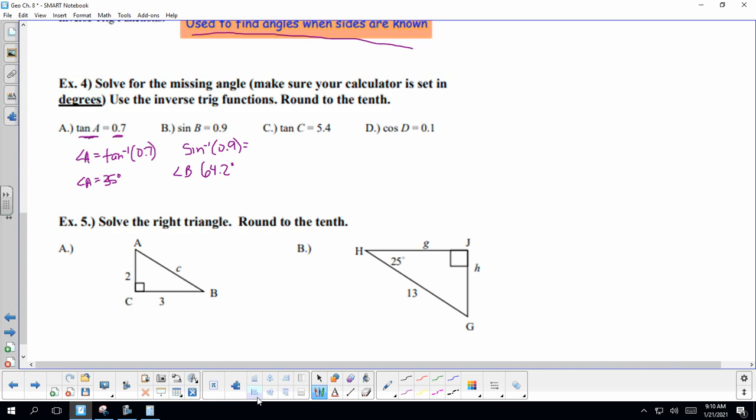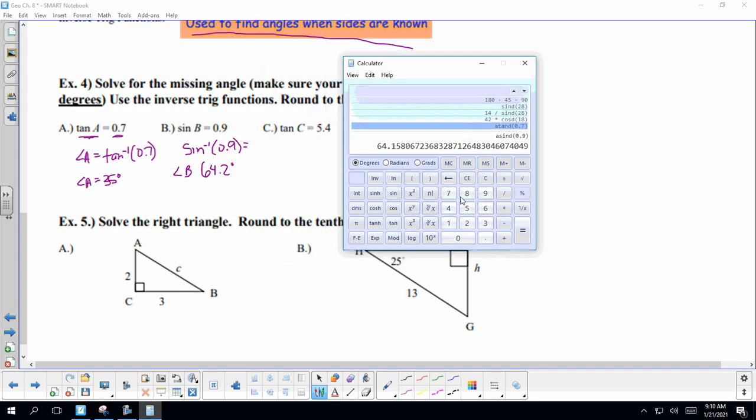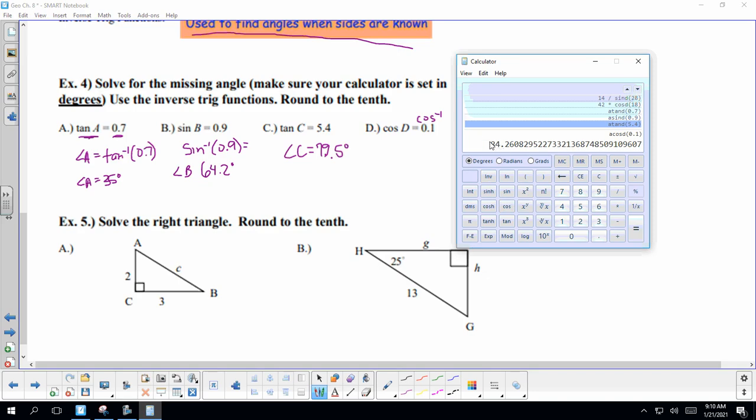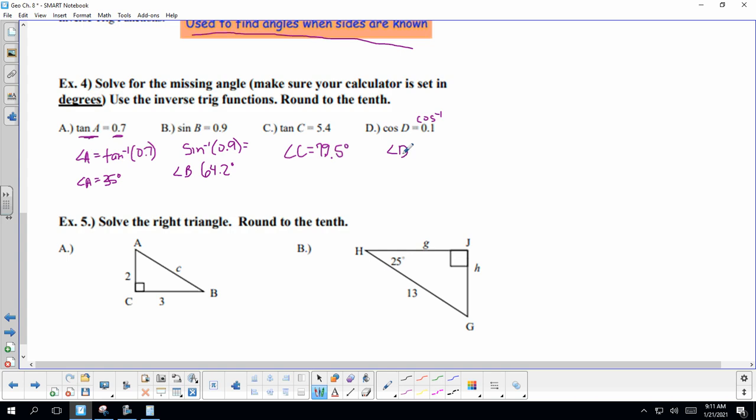So we're going to do that for the others. So 5.4 inverse tan, 79.5. And then we're going to inverse cosine the 0.1, 84.3. I love it when I get these guys because it's just a calculator check.